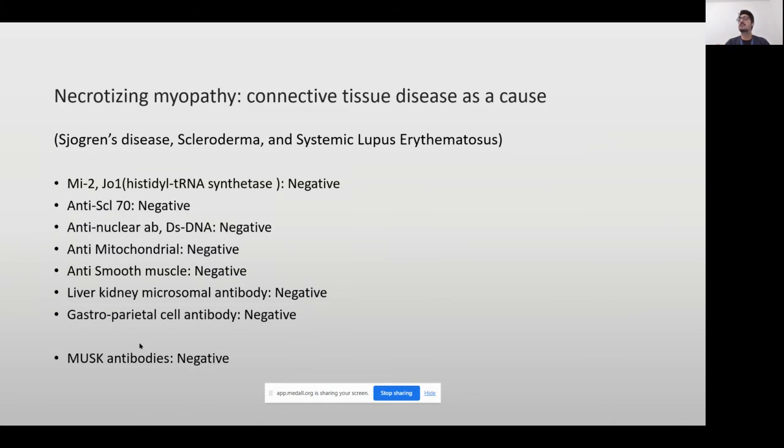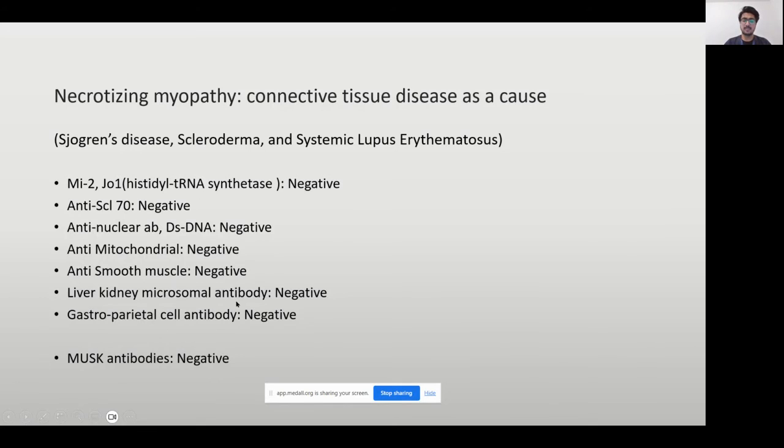We also sent connective tissue disease antibodies, such as Mi and Jo, which are basically for polymyositis and dermatomyositis. We sent anti-Scl-70, antinuclear antibody, dsDNA for SLE, mitochondrial antibody, smooth muscle antibody, LKM antibody, and gastric parietal cell antibody.